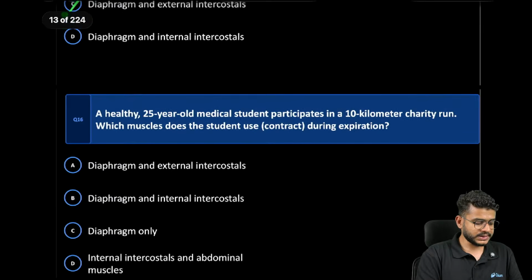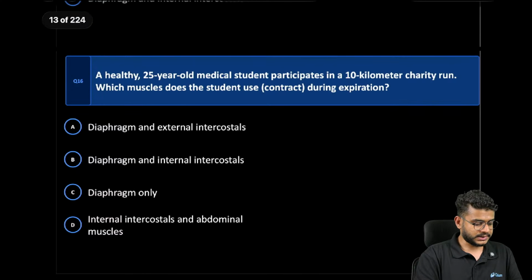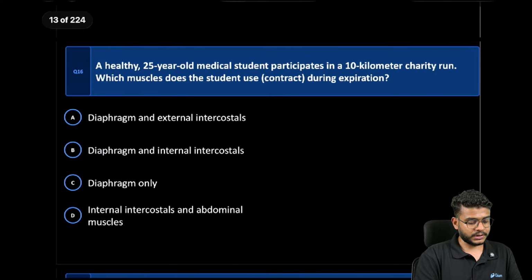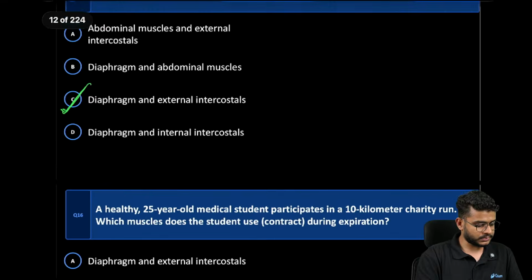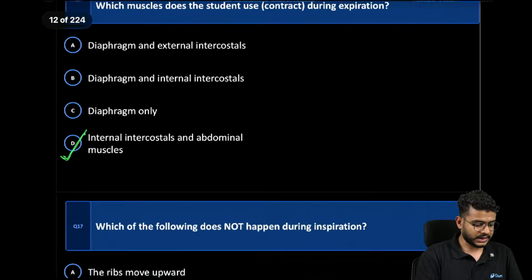The next question. A healthy 25-year-old medical student participates in a 10-kilometer charity run. Which muscle does the student use to contract during expiration? Again, the muscle during expiration. Okay, I told you it will be internal intercostal muscles and abdominal muscles. Option D. So the three questions are from the same topic.